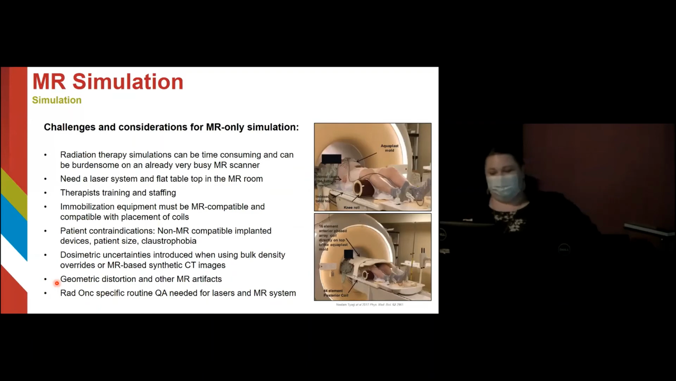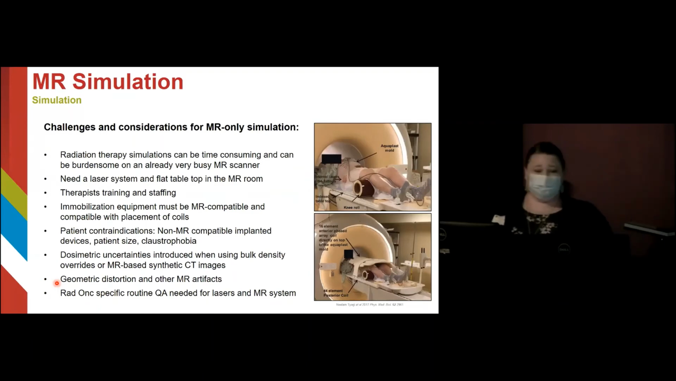Some challenges to keep in mind when you're doing MR-only sim are that simulations can be time-consuming and burdensome on a very busy MR scanner. You need a laser system installed, and you also have to have immobilization equipment that's compatible with the MR and with the coils. There are patient indications like implanted devices, patient size, and claustrophobia. There can be geometric distortion and other MR artifacts. And lastly, therapists and MR techs need the appropriate cross-training in both MR and therapy.